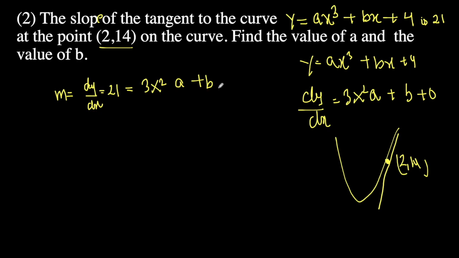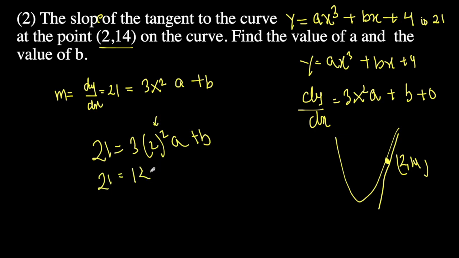This should satisfy, because the slope we have found is at this point. So can I write 21 is equal to 3a times 2 square plus b, and if you solve this, you will get 21 equals 12a plus b. This is your first equation. Now this is the curve, and this point is on the curve, so if I put this into the equation, it should also satisfy. So let's do that.